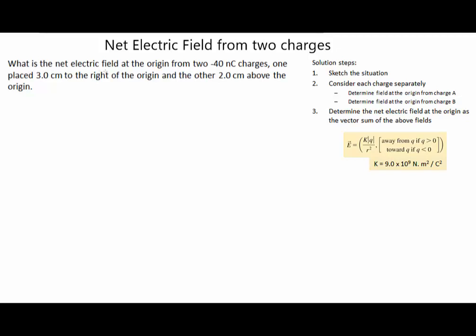We want to determine the net electric field at the origin from two negative 40 nanocoulomb charges, one of which is placed 3 centimeters to the right of the origin and the other is placed 2 centimeters above the origin.